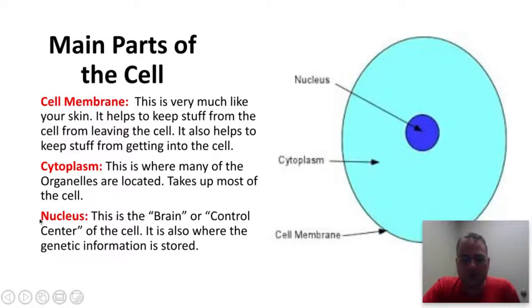And then finally, there's the nucleus. This is the brain or the control center of the cell. It is typically located in the middle or close to the center of the cell, and it's protected, and it keeps the DNA away from all the other stuff, nice and safe. It's like in its own little lockbox.